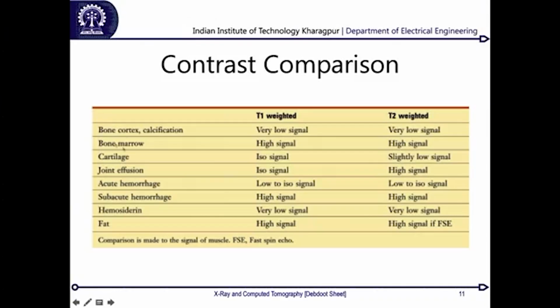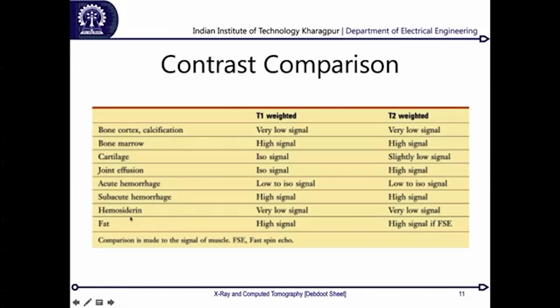The other one is bone marrow. Bone marrow will always give a much higher signal both in T1 and T2, which is again contrary to CT. In CT generally you will get a low signal corresponding to bone marrow, because X-rays don't get attenuated within the bone marrow in any way. So from there we go on to fat as well.